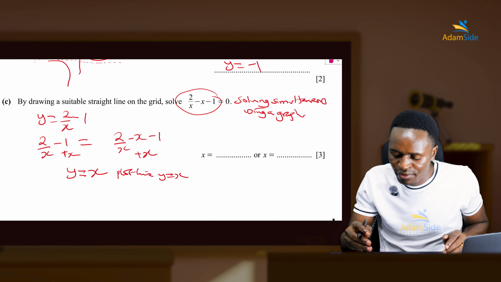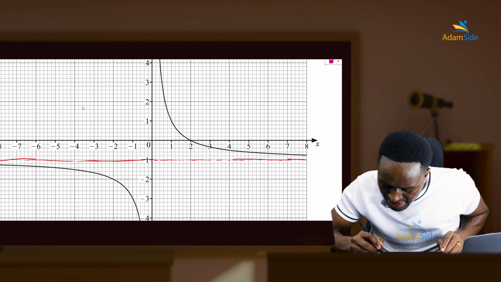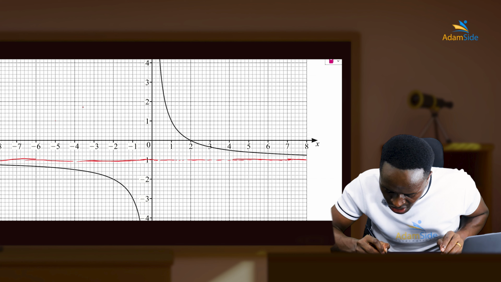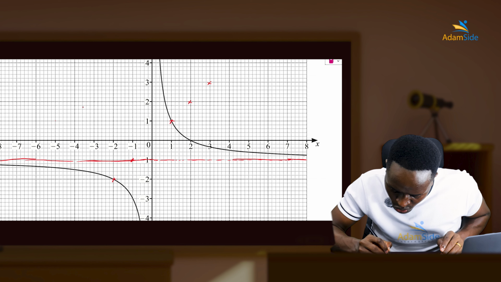Now we go to the graph, we draw the line y is equal to x. We know the line y is equal to x is a line that passes through the origin. When x is negative 1, y is negative 1. When x is negative 2, this one is negative 2. Anything that passes through the origin. As you go on, when x is 3, y is 3. Then you draw your straight line.